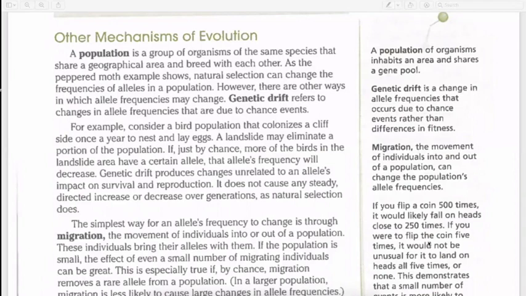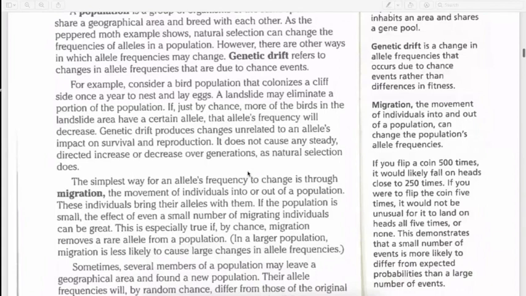Something random happening. For example, consider a bird population that colonizes a cliffside once a year to nest and lay eggs. A landslide may eliminate a portion of the population. If, just by chance, more of the birds in the landslide area have a certain allele, that allele's frequency will decrease. All right. Say we have white birds and black birds. Neither trait is better than the other. They're both equally good. It just happened that the white birds got caught in the landslide. So now there are fewer white birds in the DNA, in the gene pool. Right? The population has more black birds now.